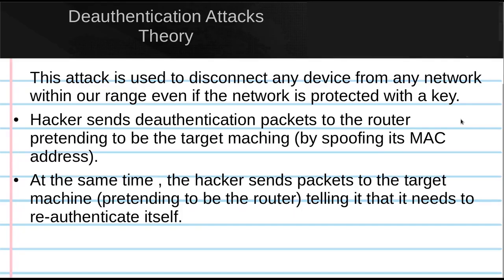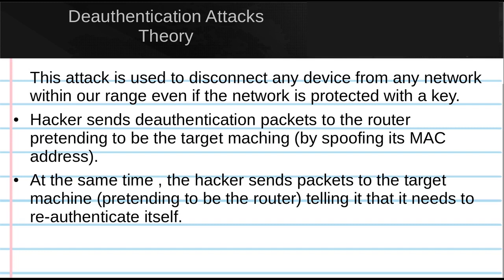Deauthentication attacks. So we're still in the 1st section of the course, which means all the attacks that we're going to talk about are attacks that we can launch on any network that is within our Wi-Fi range, even if the network has encryption, even if it uses a key, and even if we don't have that key. So we don't have to connect to any network to launch these attacks. The deauthentication attack is very useful. It allows us to disconnect any device from any network that is within our Wi-Fi range.